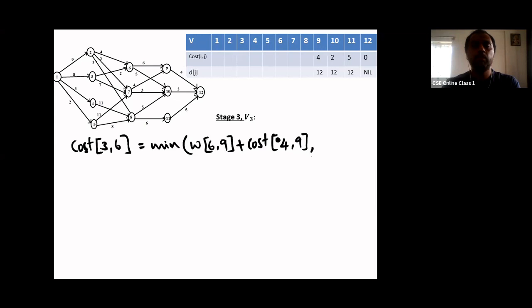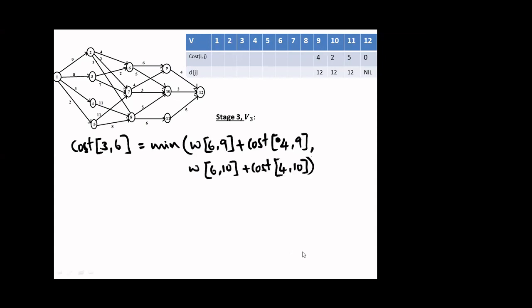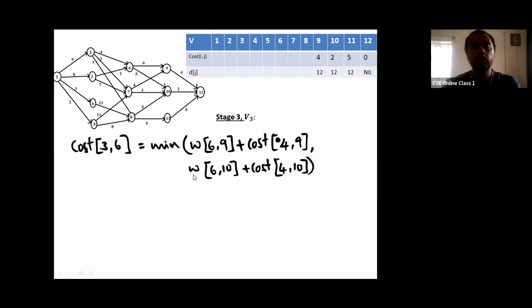Fine. So this is one outgoing edge from 6. We have another outgoing edge from 6, to node 10. So therefore, we will get another equation: weight of connecting from 6 to 10 plus shortest path of 10 to the sink node, that can be given as cost of 4 comma 10. As 10 belongs to the fourth stage, we are marking it as 4.